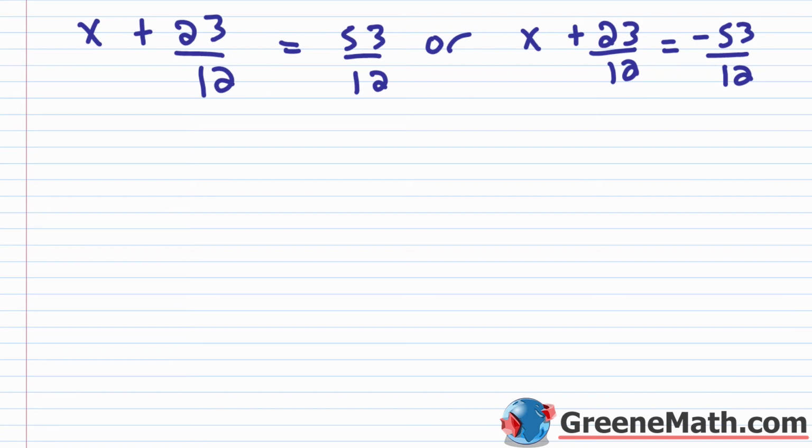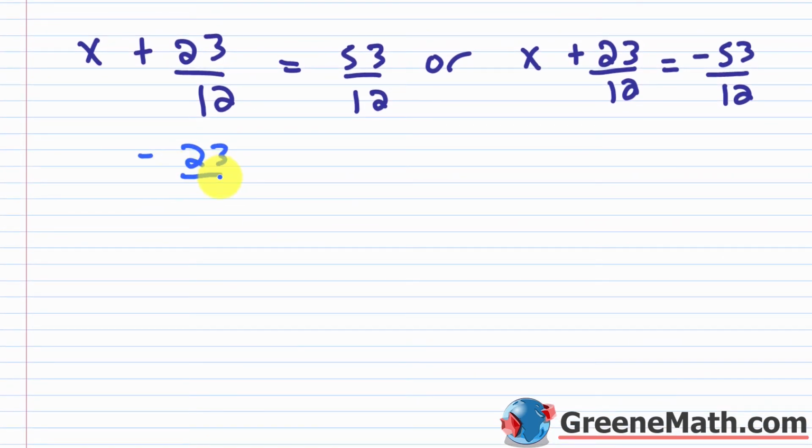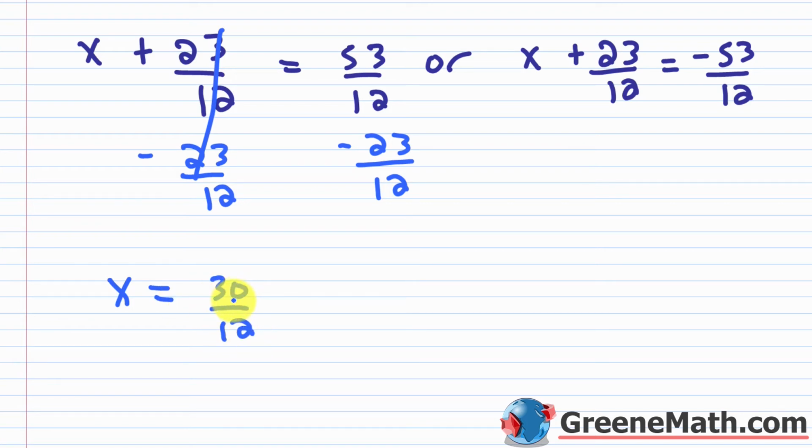On the left equation here, let's subtract 23/12 away from each side of the equation. So that cancels. You've got x is equal to 53 minus 23, which is 30, so you'd have 30 over 12. 30 is divisible by 6, and so is 12. 30 divided by 6 is 5, 12 divided by 6 is 2. So 5 halves would be one solution for x.